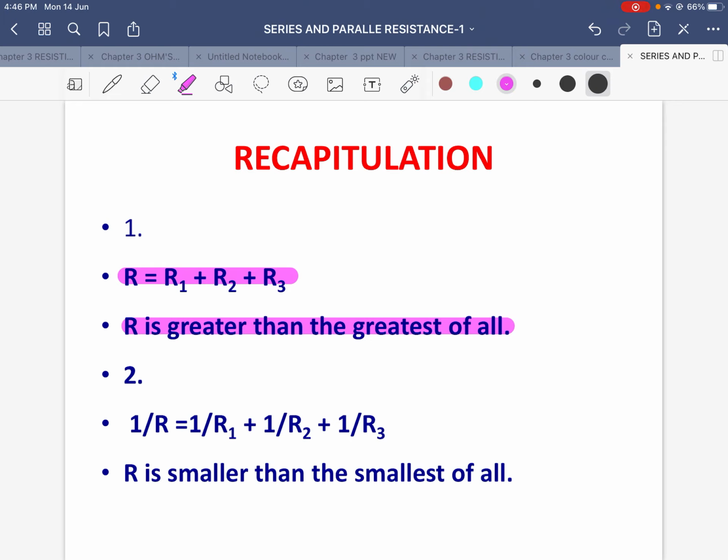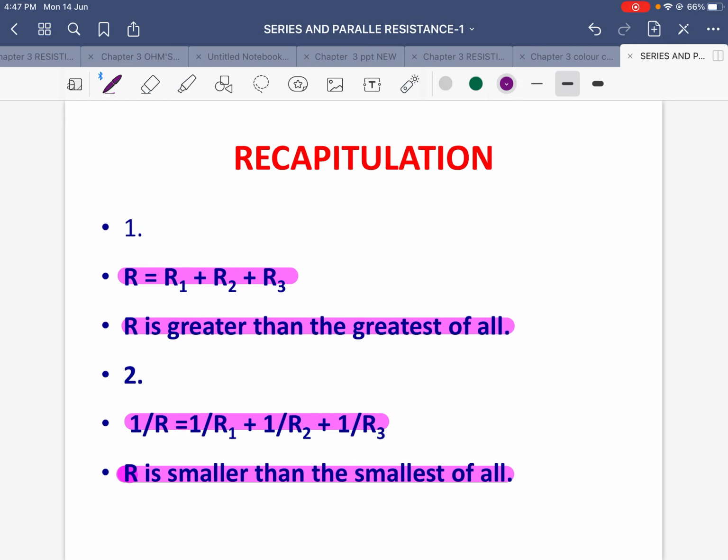Secondly, if resistances are connected in parallel, then the resultant resistance can be calculated by taking the reciprocals and adding them, that is 1 by R is equal to 1 by R1 plus 1 by R2 plus 1 by R3, and the resultant resistance is smaller than the smallest of all. It means if resistances are connected in series, the resistance will increase. If resistances are connected in parallel, then the resistance will decrease.